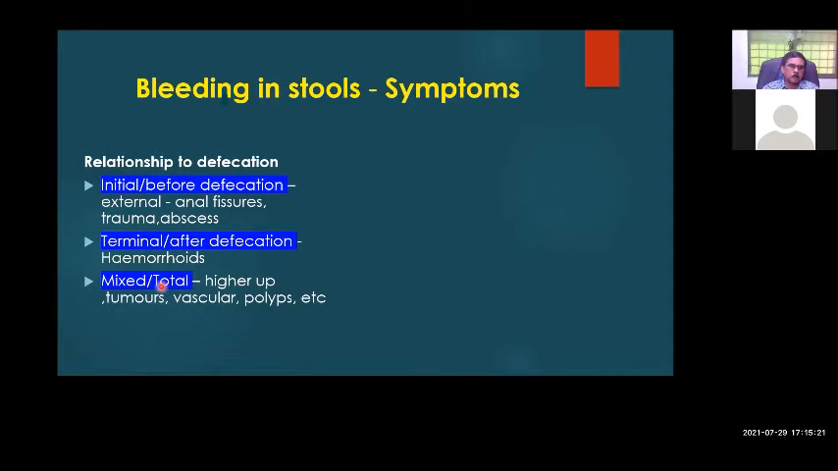And most commonly, it is usually mixed with the stools. Okay, and these usually are the causes that occur higher up in the lower GI tract, especially in the sigmoid colon and descending colon and proximally. Usually they are due to tumors, vascular malformations, and polyps.